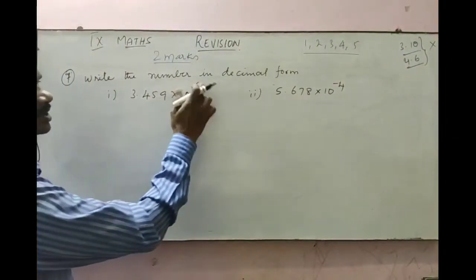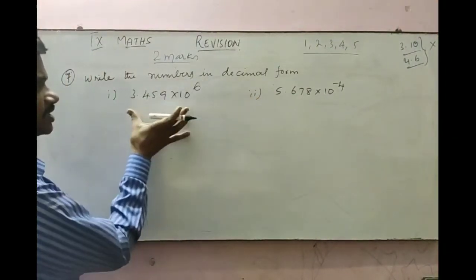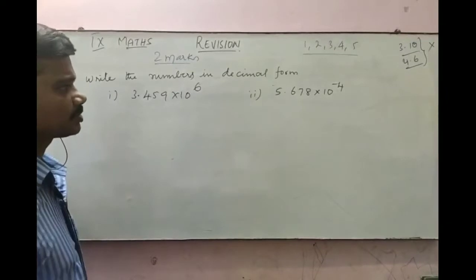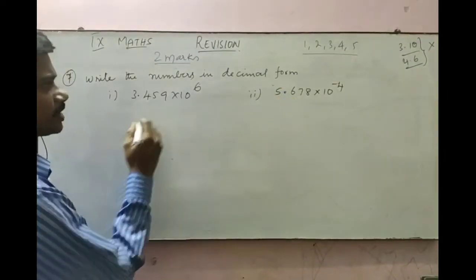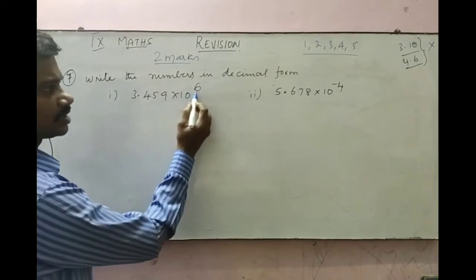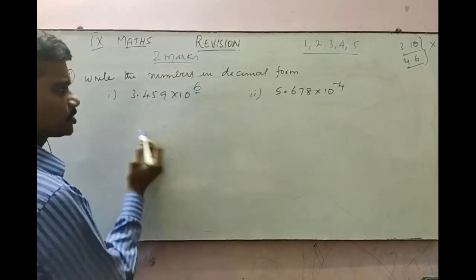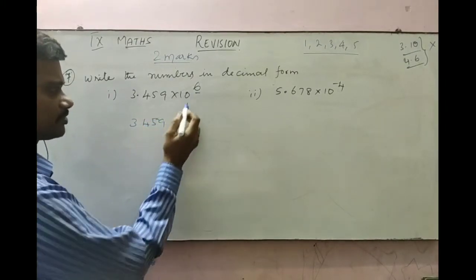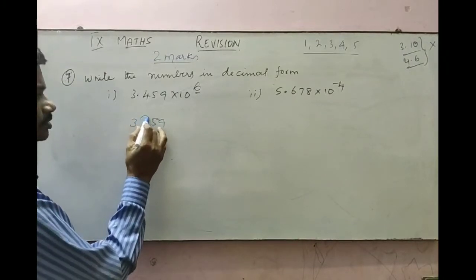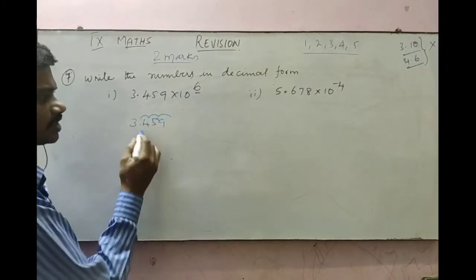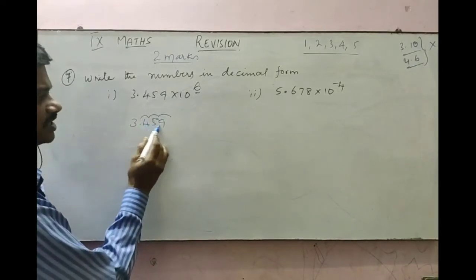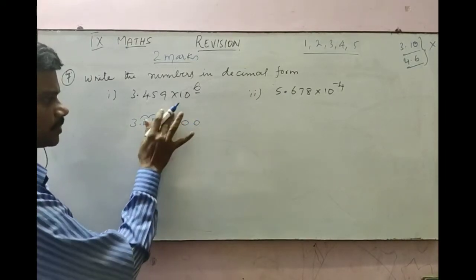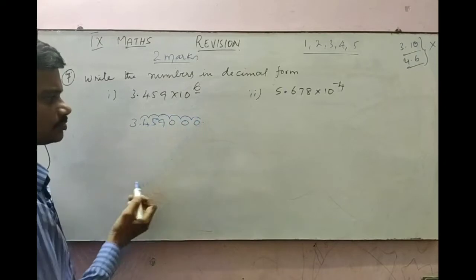Next in the seventh sum, write the numbers in decimal form. Here the two numbers are given. The first one is 3.459 into 10 to the power of 6. So these numbers are in scientific notation form. We have to convert this into decimal form. Here look at the power, 10 power 6. It is positive. So you multiply this number with 10 power 6, which means you have to take the decimal point 6 digits to the right side. But here we have 3 digits, 1, 2, 3. So 3 more zeros you have to include.